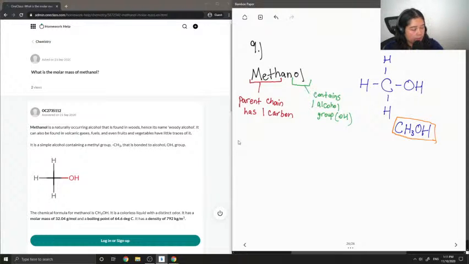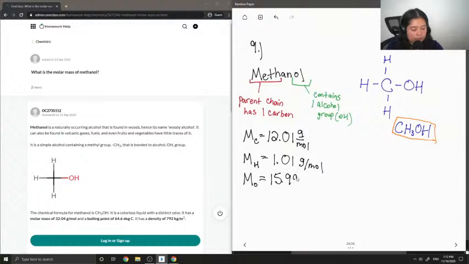So when we want to calculate its molar mass, first I'm just going to write down the molar mass of carbon, hydrogen, and oxygen, since these are the atoms that are involved in methanol. So you would just find these values on the periodic table. The molar mass of carbon is 12.01 grams per mole. The molar mass of hydrogen is only 1.01 grams per mole. And finally, the molar mass of oxygen is around 15.99 grams per mole.